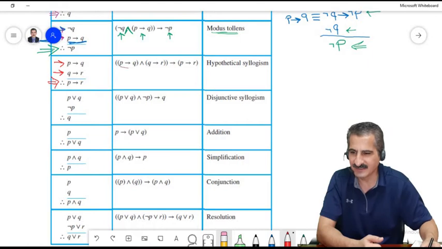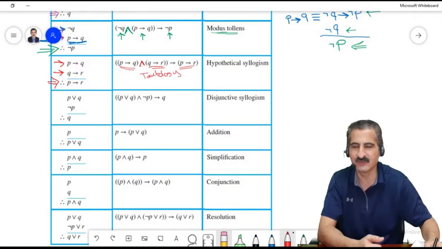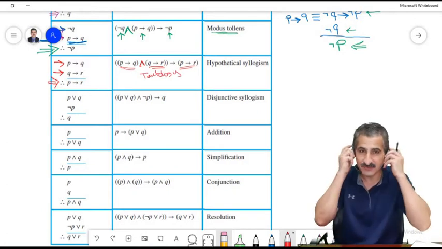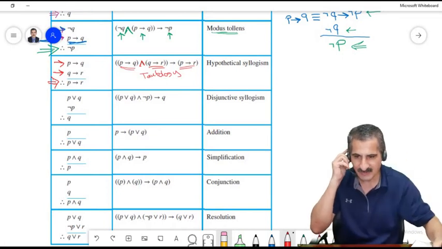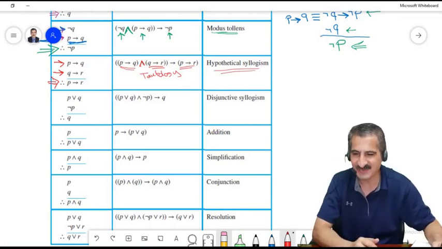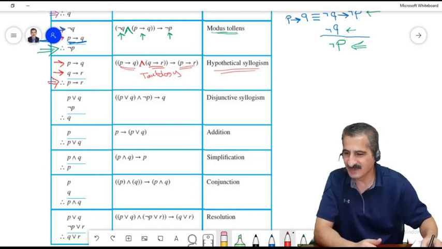Again, this is the first premise. This is the second premise, and then this is the conclusion, and this is a tautology. So this is the column of tautologies. All of the second columns are the tautologies of the argument forms. And it is called hypothetical syllogism. Don't worry about the names.